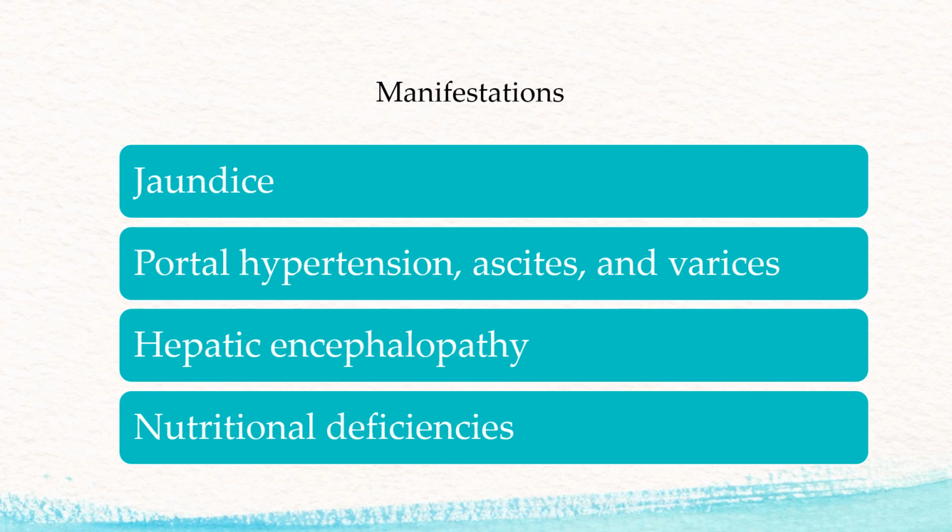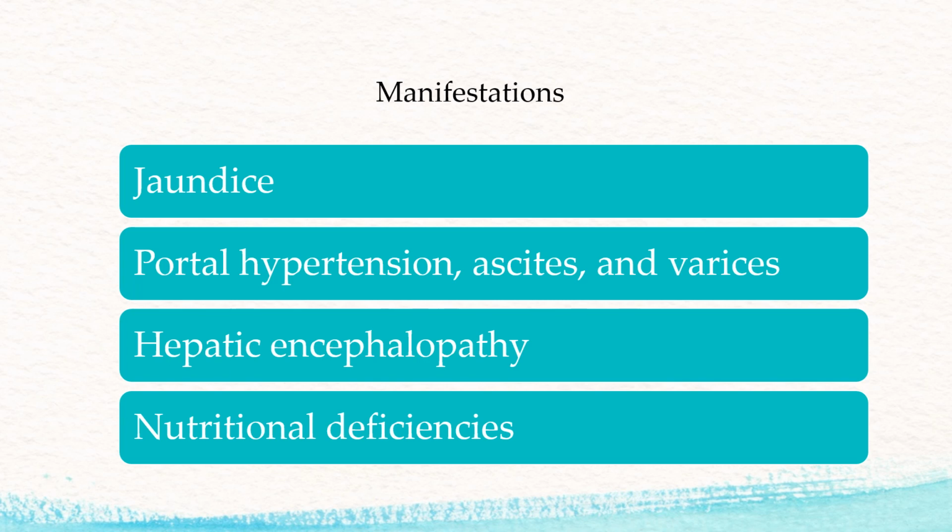What are we going to see? What's our patient going to look like? In the later stages, we're going to see jaundice. You may see portal hypertension, ascites, and varices. Portal hypertension is the increased pressure throughout the portal venous system that results from obstruction of blood flow into and through the damaged liver, commonly associated with hepatic cirrhosis, but it can also occur with non-cirrhotic liver disease.